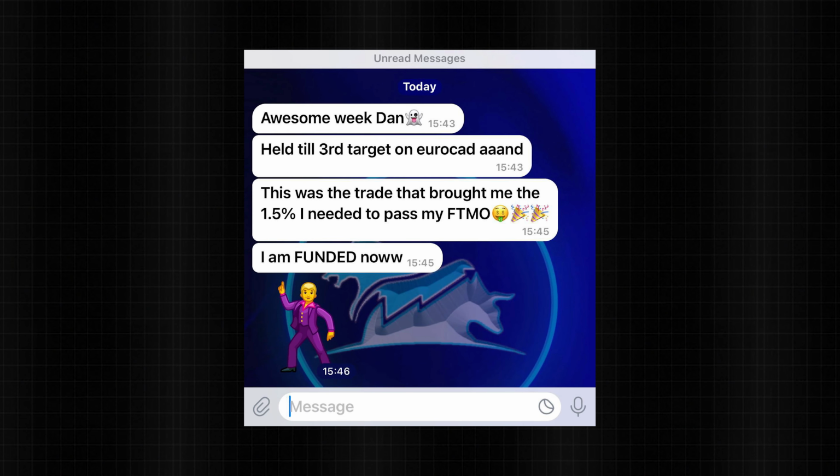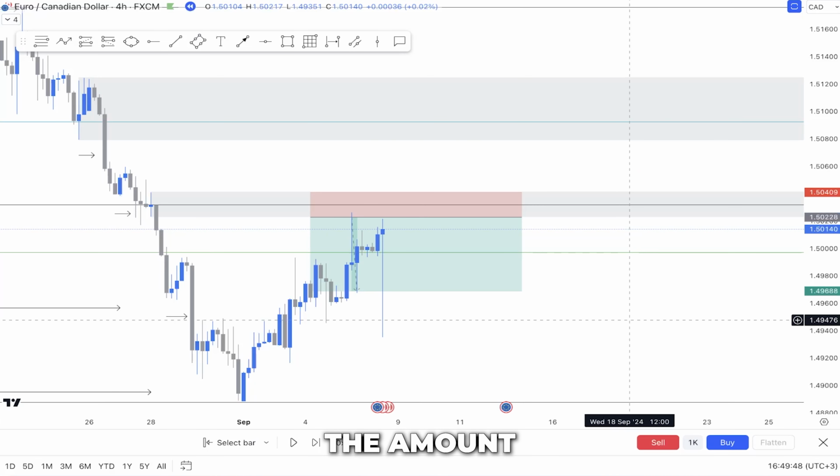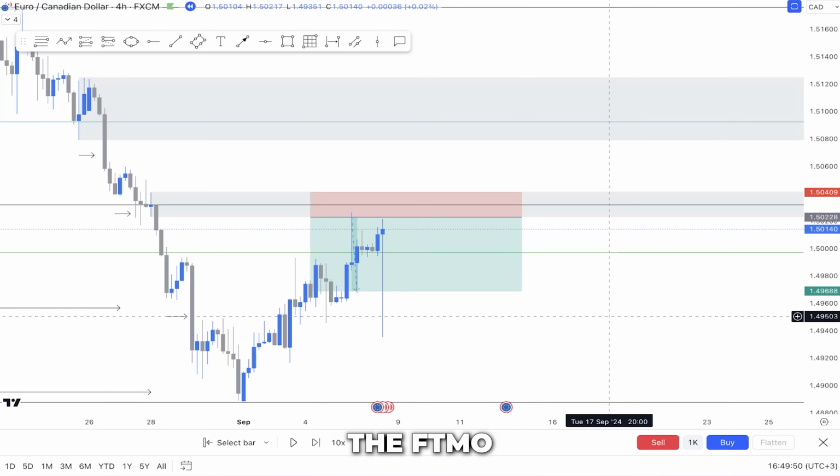And once again, one of my members took it as well, and he was able to secure 1.5%, which was the amount he needed in order to pass the FTMO challenge.